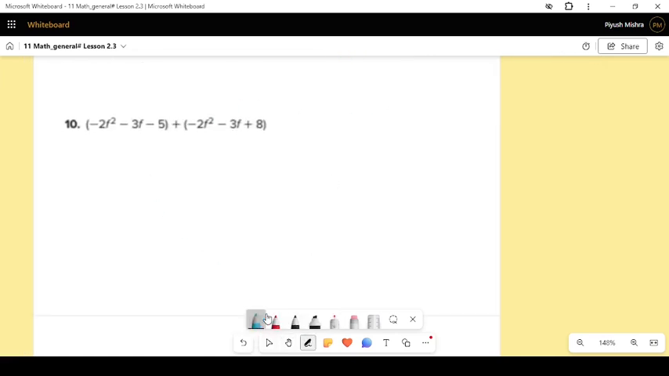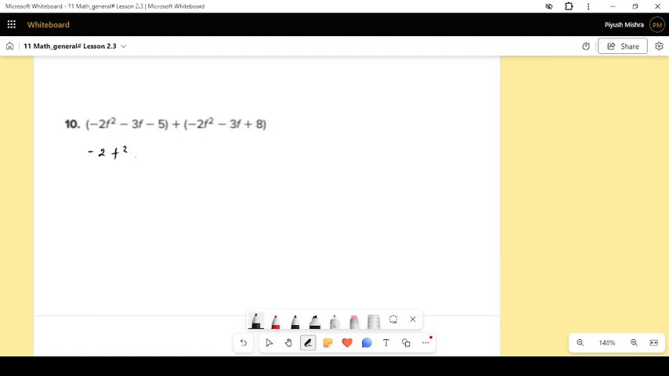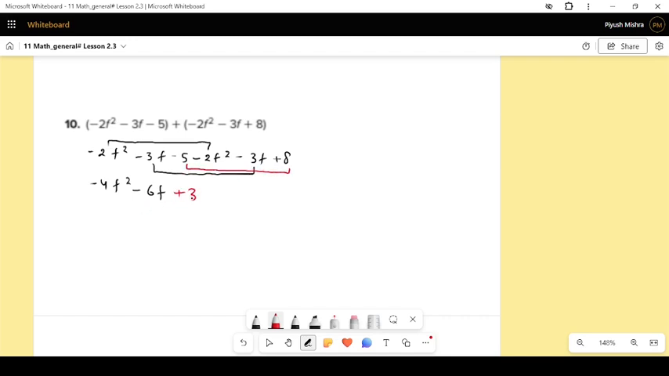So let's start with changing the color. So I'm using the black one. So I will be opening the bracket. So 2f square, okay, minus 3f minus 5, then I will do minus 2f square minus 3f plus 8. Okay, further solve it. I will be checking the like terms. So minus on minus, it will be plus, so you can write 4f square. Now minus 3f and minus 3f, again it will be plus, so minus I can write 6f, and I will be adding the numbers now. So for the numbers I will be doing like this: minus 5 plus 8 will give you plus 3. So this is going to be our answer.